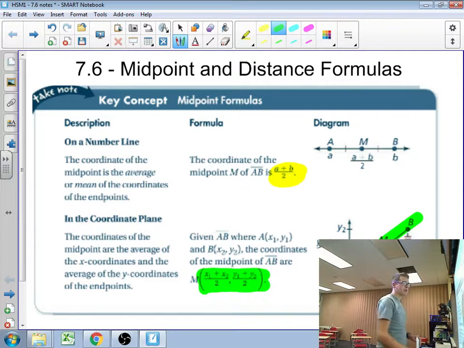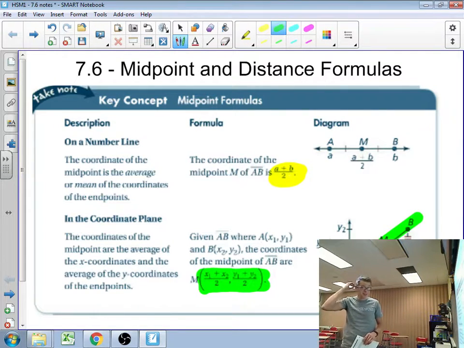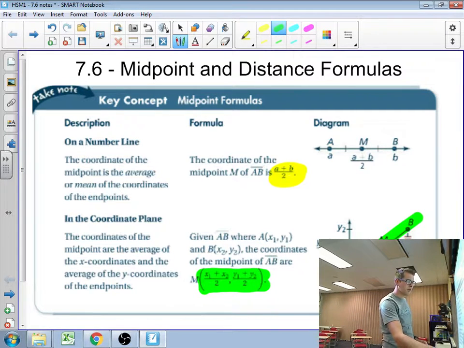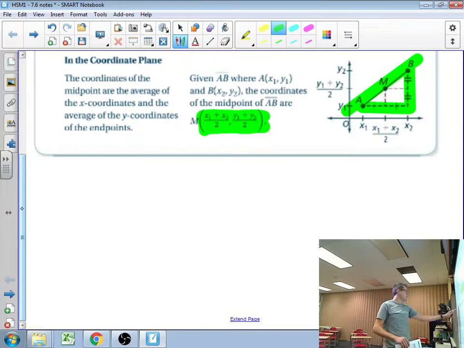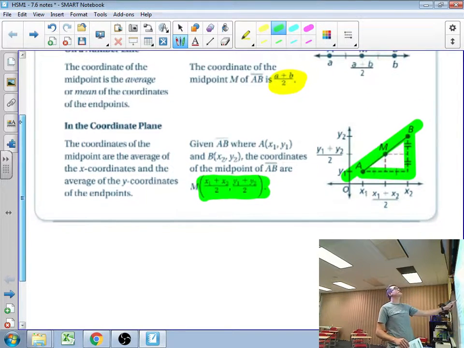Now the nice thing about finding the midpoint in the coordinate plane is it's really like averaging. We can look at what is the total x distance traveled to go from A to B, what is the total y distance to go from A to B, and then how do I take that total x distance, cut it in half, total y distance, cut it in half, and that will lead me to my midpoint. It's actually a really easy process once you practice it and get used to it.